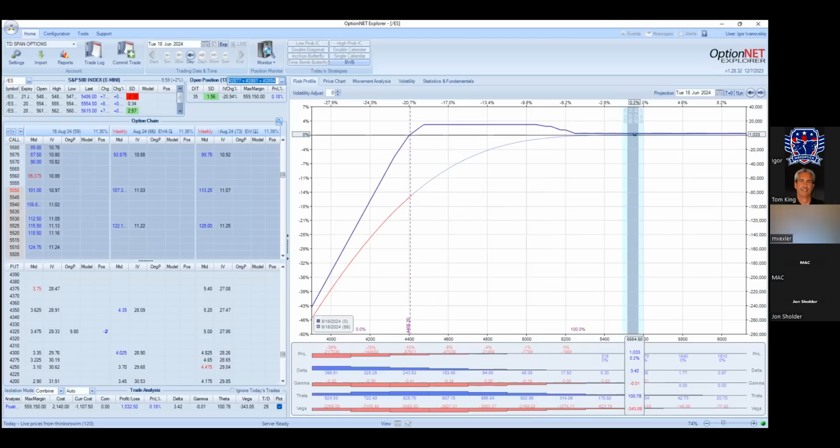Perfect. I think that's a good place to leave it for today. We're a little over an hour, but I think that's exactly right. And I think it answers your question, Chuck.